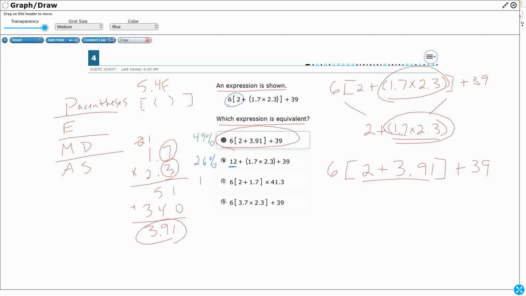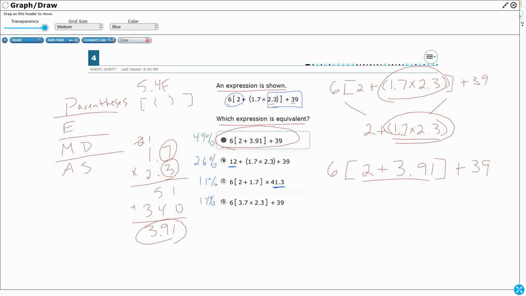We had 11% of our students choose C, and so this one is kind of random. We just kind of solve from right to left, right? So they did 39 plus 2.3, and you're going to get that 41.3, and then you just multiply by everything else. It's kind of weird to look at it that way, but yet 11% of our students think that was the best answer, and then 14% of our students chose D.